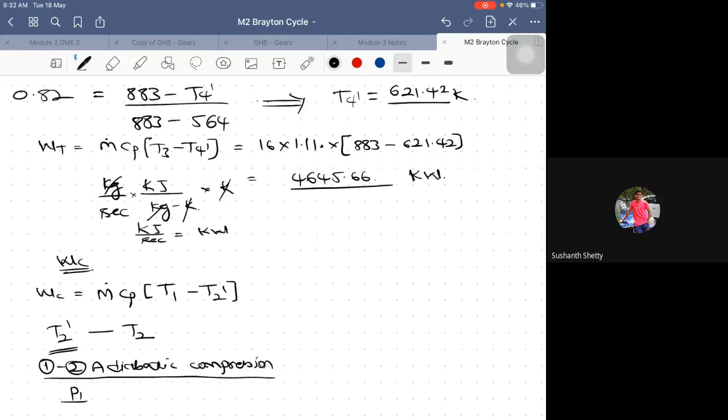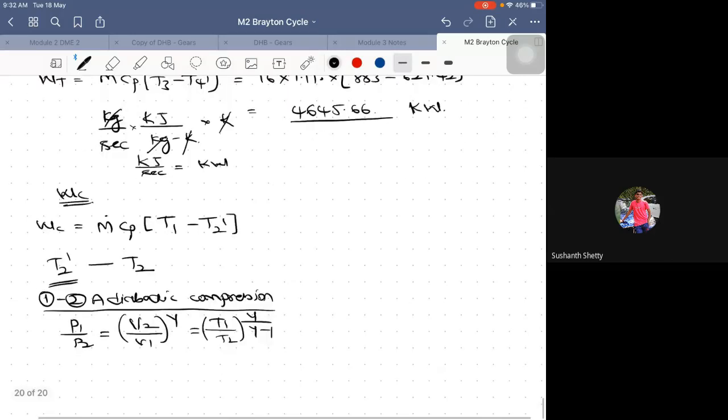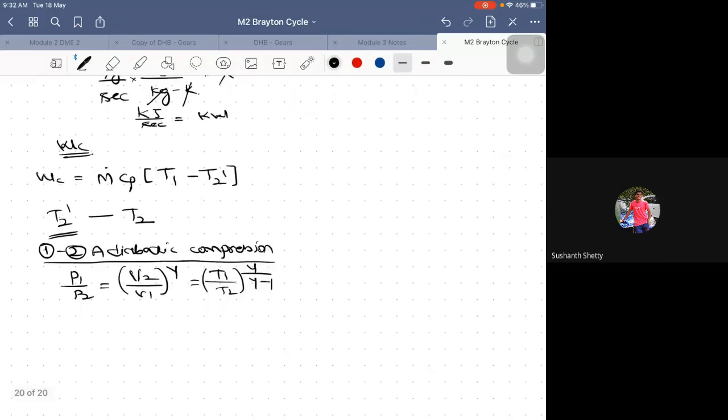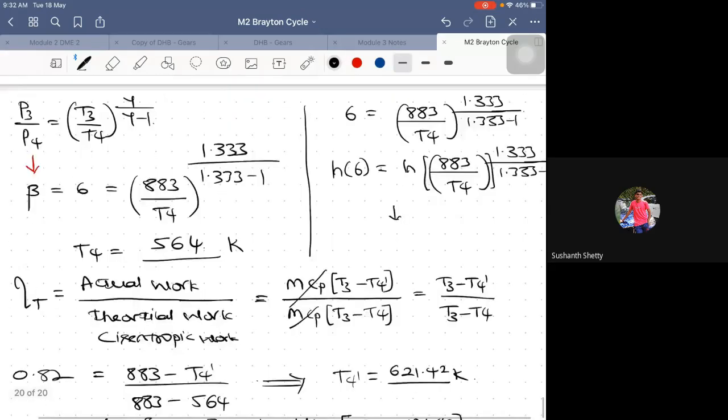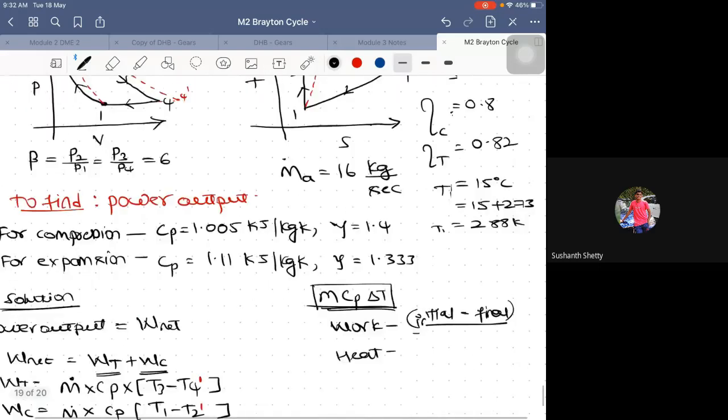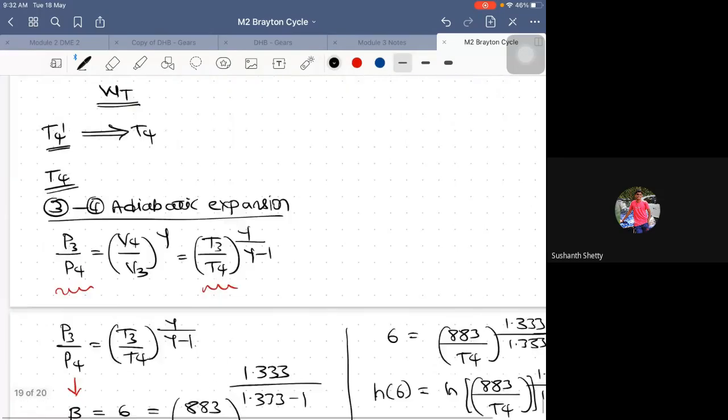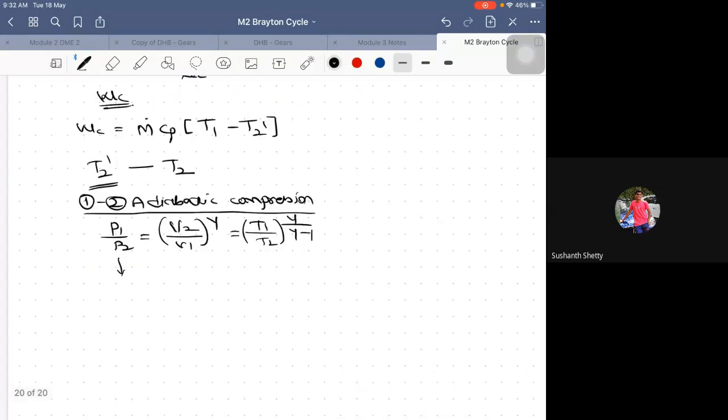What is the PVT conversion equation for 1 to 2, which is adiabatic compression? It is P1 by P2, that is equal to V2 by V1 whole to the power of gamma, that is equal to T1 by T2 whole to the power of gamma divided by gamma minus 1. We don't need V2 and V1, just take P1 by P2. What is P1 by P2? P2 by P1 is beta, right? So P1 by P2, can I take it as 1 by beta?